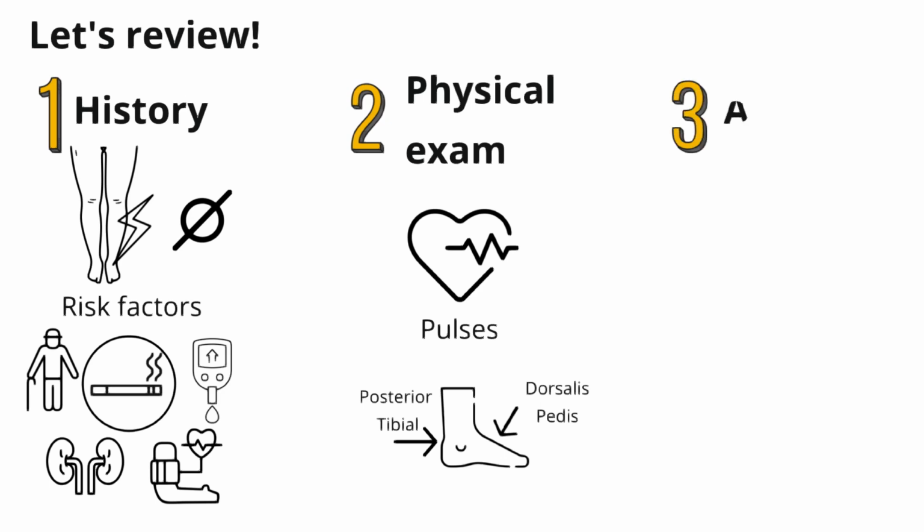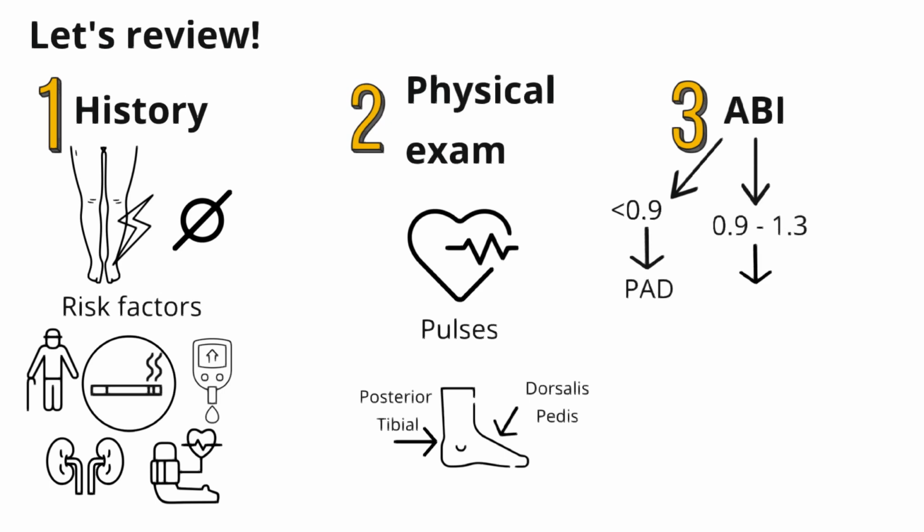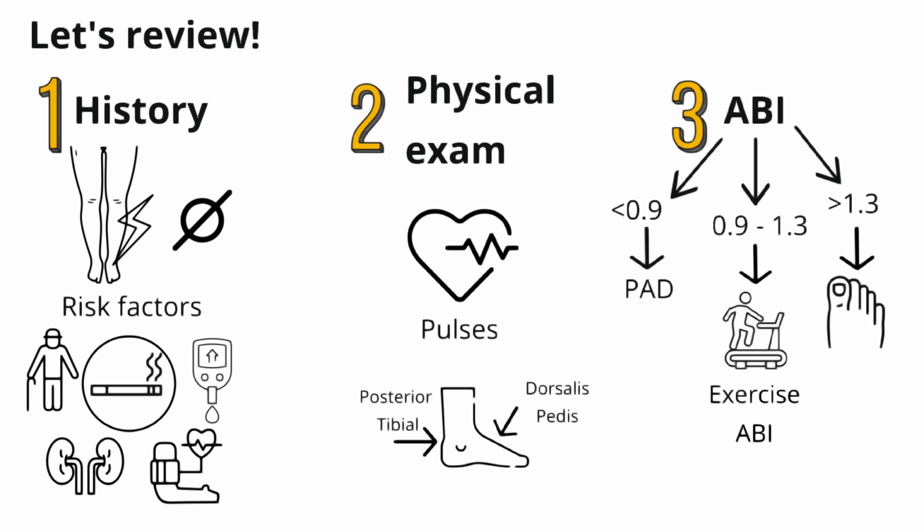Third, for diagnostic testing, send your patient for an ABI. If the ABI result is less than 0.9, the patient has PAD. If the ABI is between 0.9 and 1.3, consider ordering a stress ABI to potentially unmask underlying PAD with exercise. Lastly, if their ABI is greater than 1.3, especially in a patient with diabetes or CKD, remember that they likely have calcified, stiff vessels that are unable to be compressed and may require a toe brachial index to diagnose PAD, specifically a TBI less than 0.7.